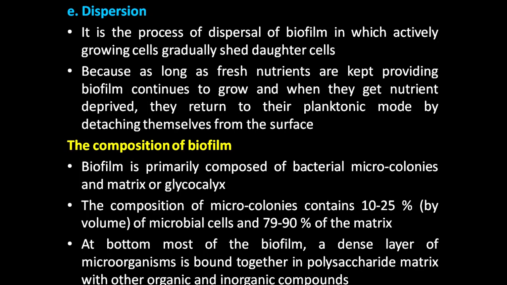The last step in the biofilm formation is the dispersion. It is a process of dispersal of biofilm in which actively growing cells gradually shed daughter cells. Here the mother cells, that is the actively growing vegetative cells, will start to produce the daughter cells. That daughter cells will shed down from those actively growing vegetative cells. So this is the dispersion.